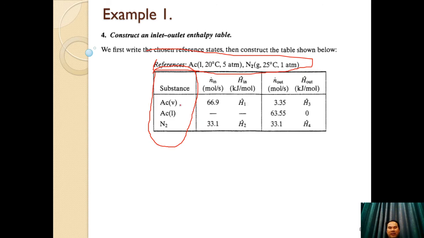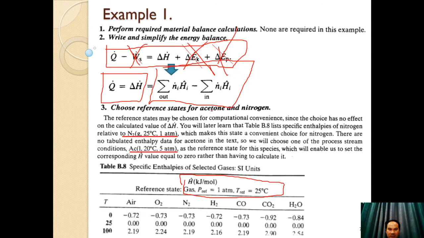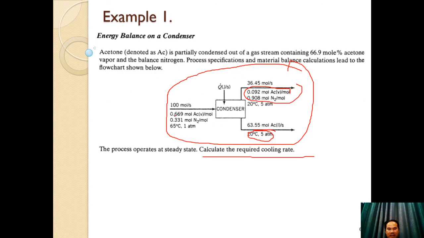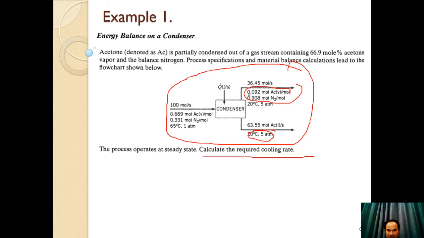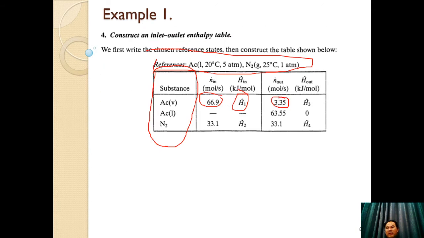For acetone vapor, the input is 0.669 multiplied by 100, so you get 66.9 moles of acetone per second. We denote the entropy of acetone as S1. Acetone vapor output is 0.092 multiplied by 36.05, so you get 3.35 moles per second of acetone vapor output. We denote S3 as the entropy of acetone.